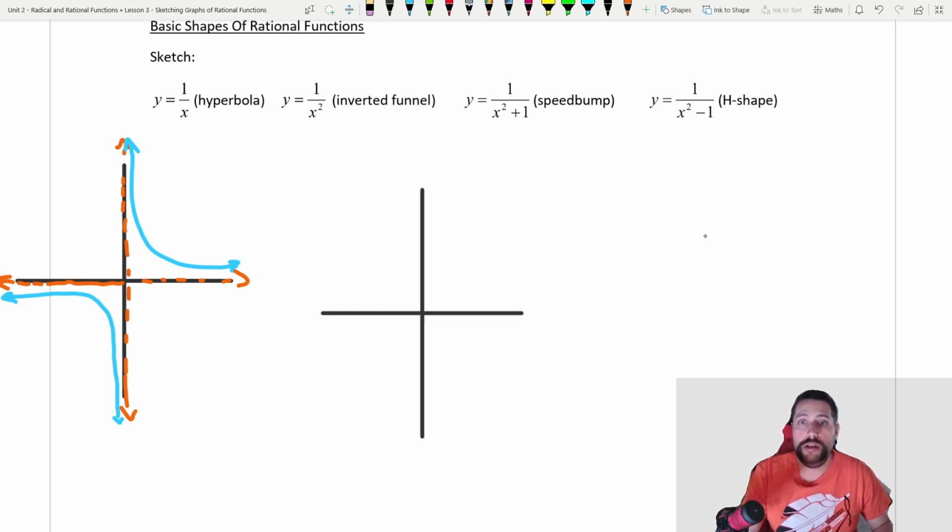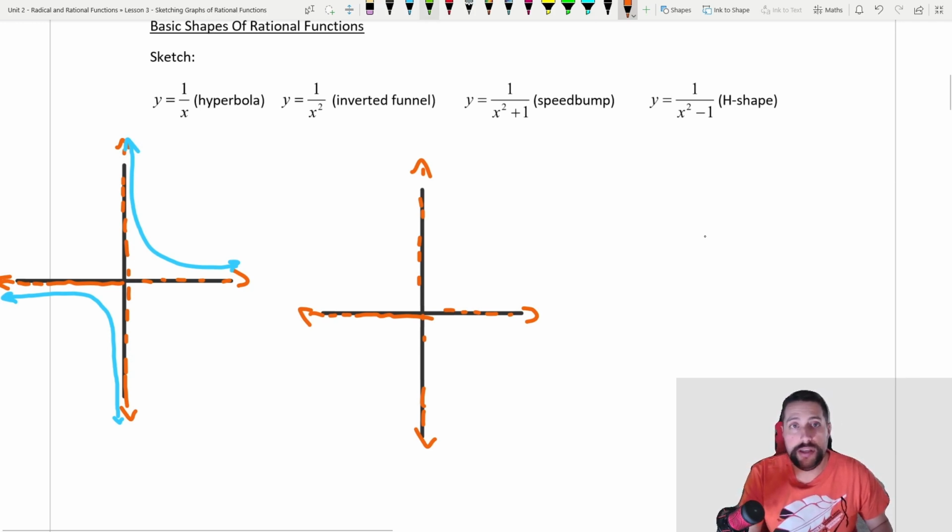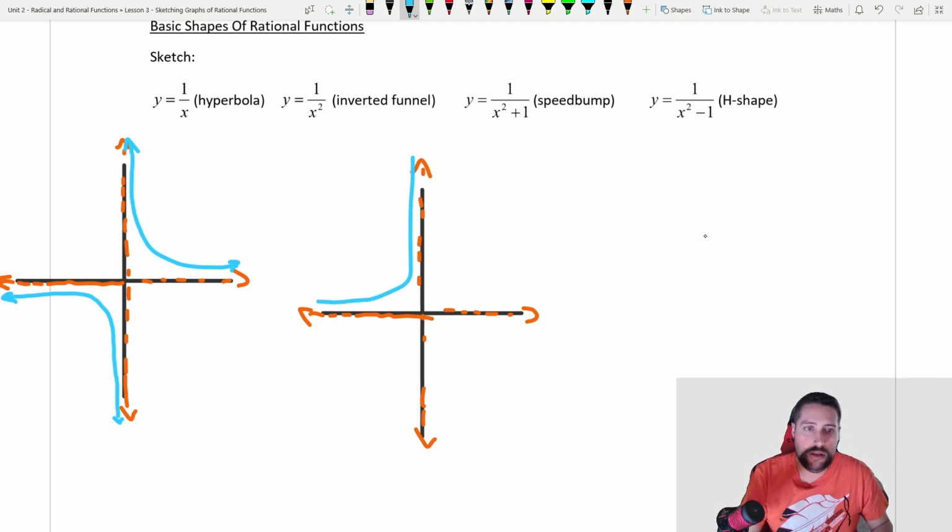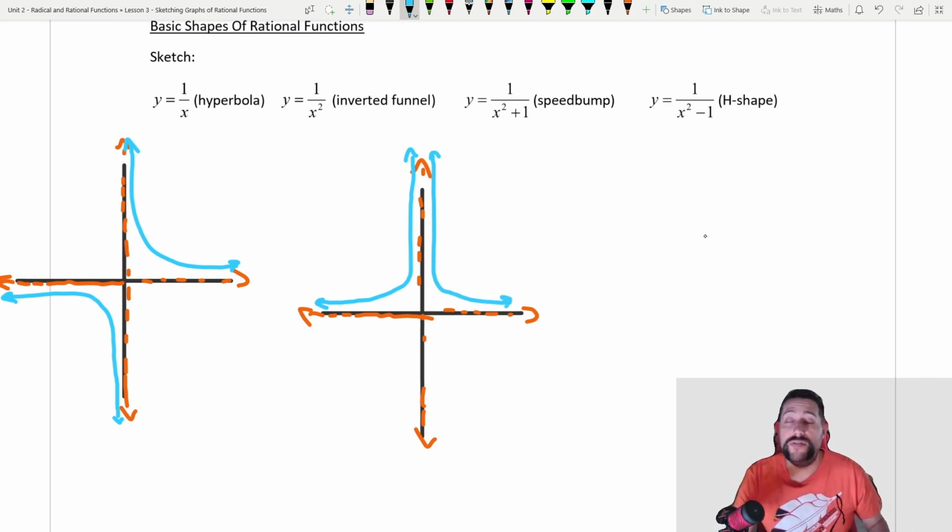Your inverted funnel will have, again, your vertical asymptote at x equals 0, and a horizontal asymptote at y equals 0, all characteristics that we learned about in lesson 2, part 2. But your inverted funnel will have your graph in the top half, because when you have 1 over x squared, all of your y values will be above 0. That's what's called an inverted funnel.